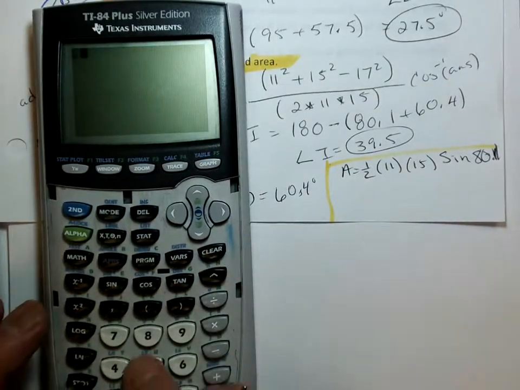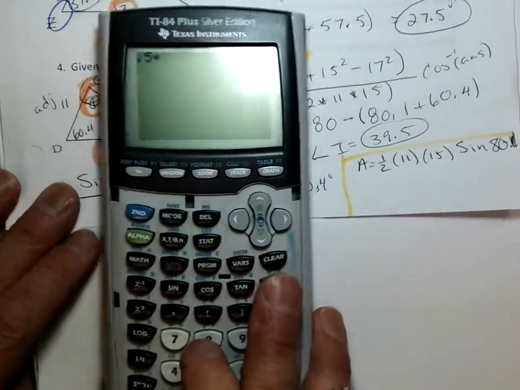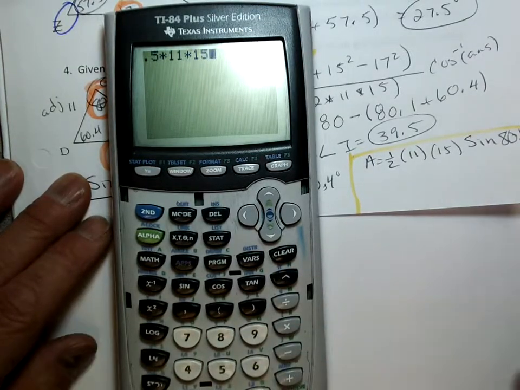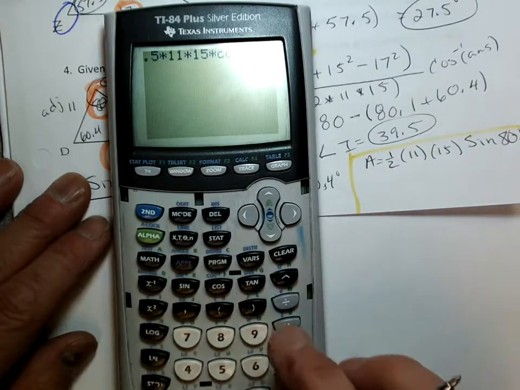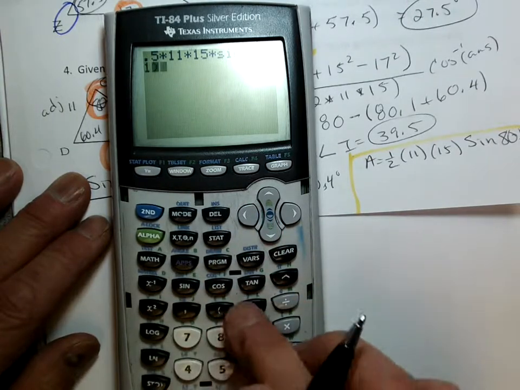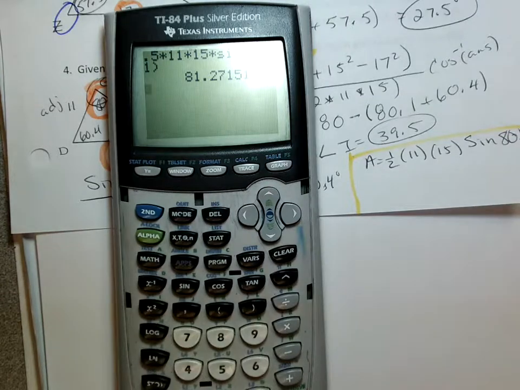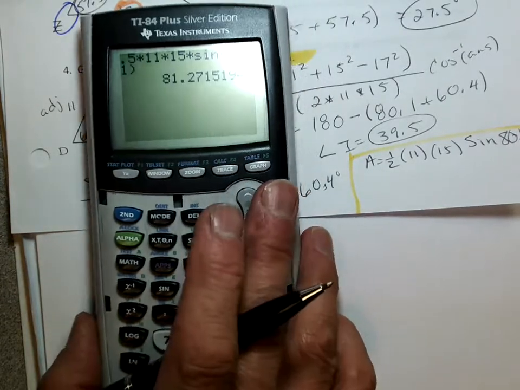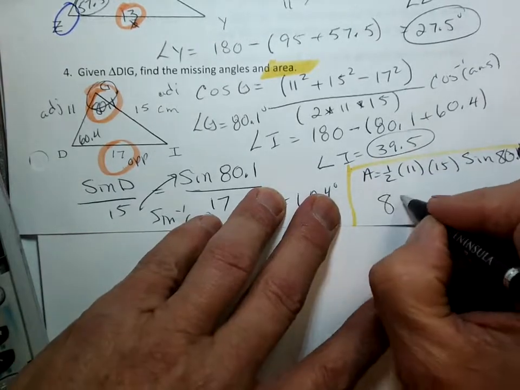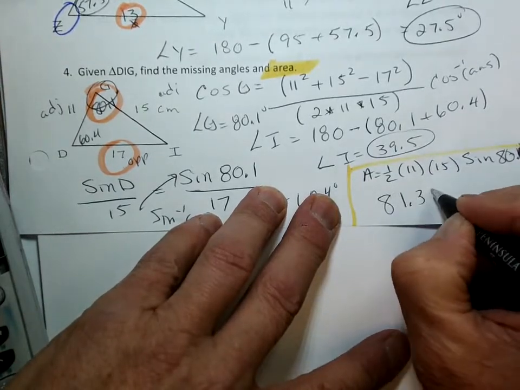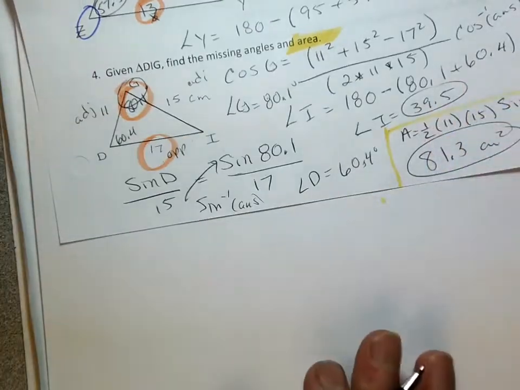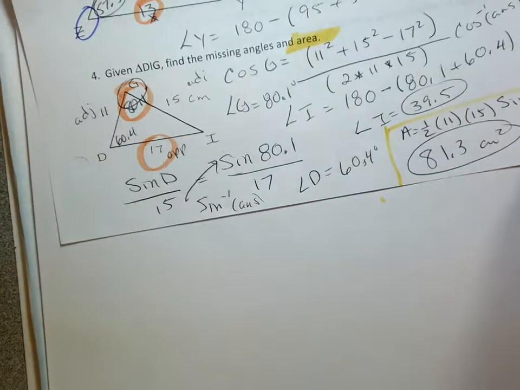Okay, so area's not hard. I'm going to go 1/2 times 11 times 15 times the sine of 80.1, and my answer for area is just about 81.3 centimeters squared. 81.3. All right, how am I doing? So far so good? Okay, turn the page.